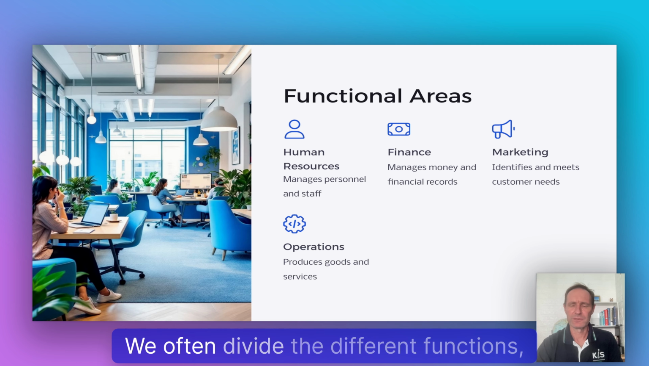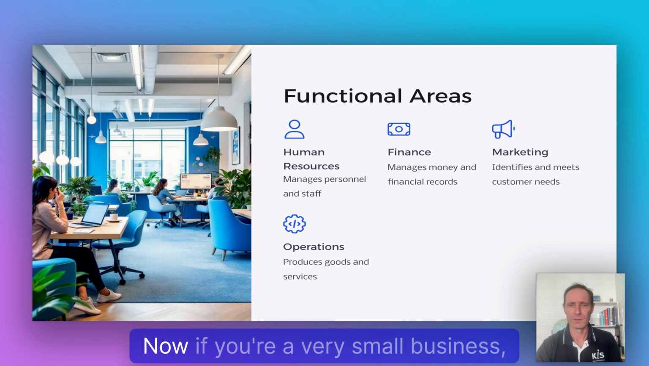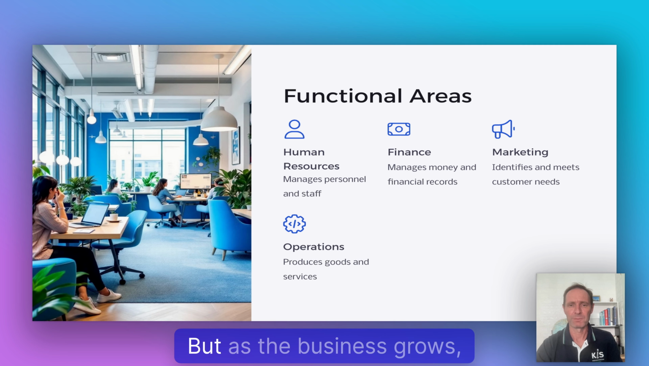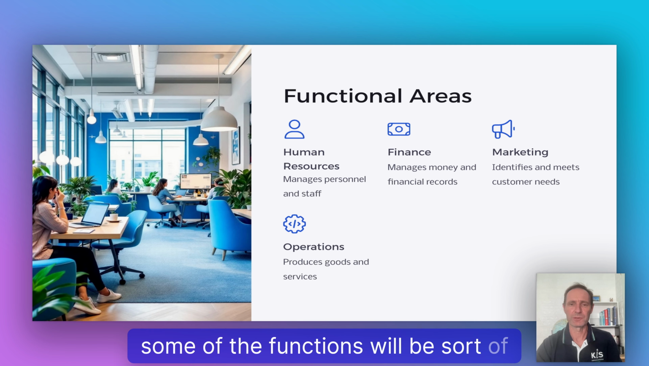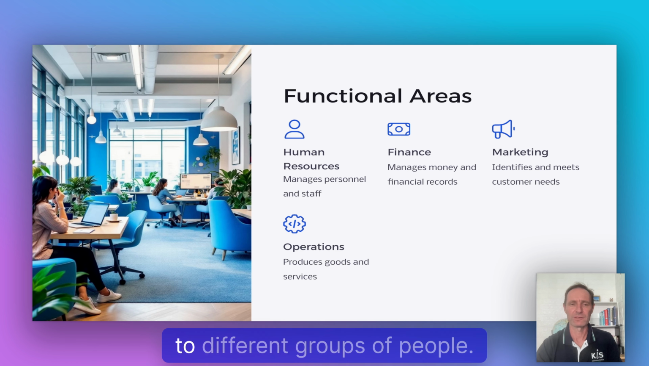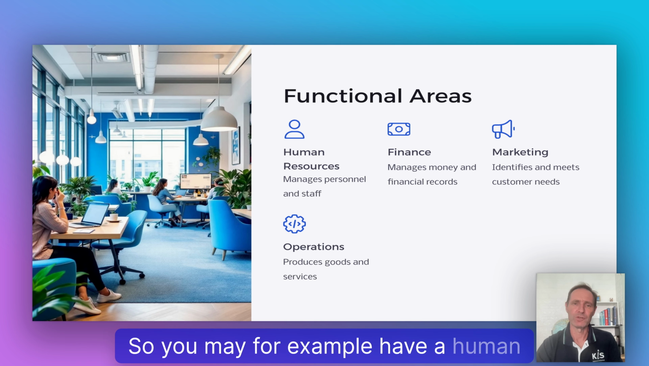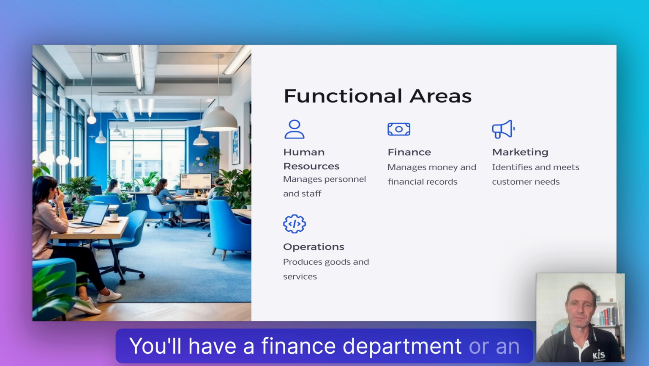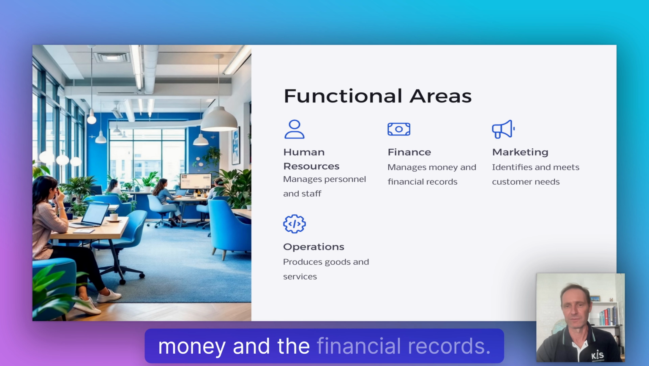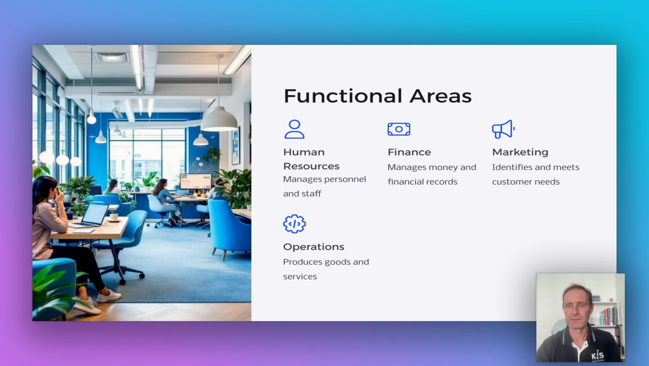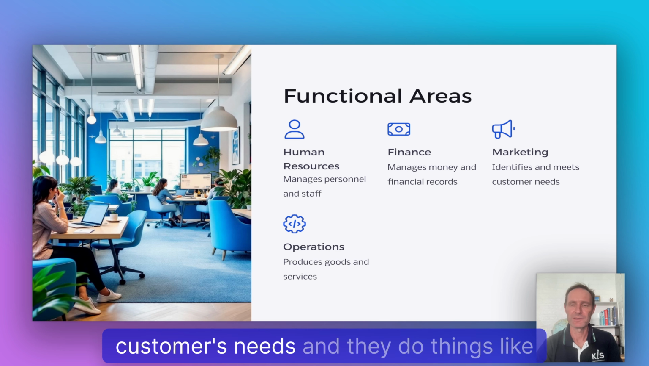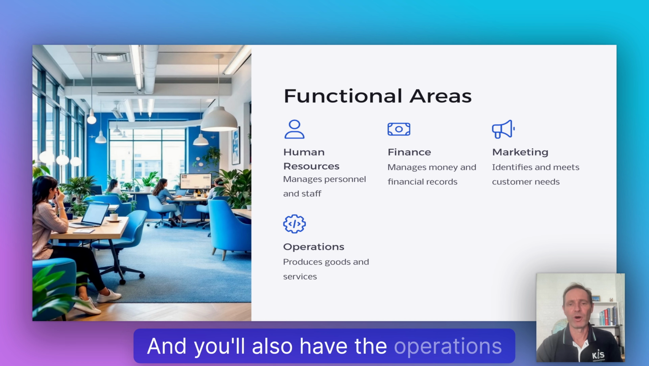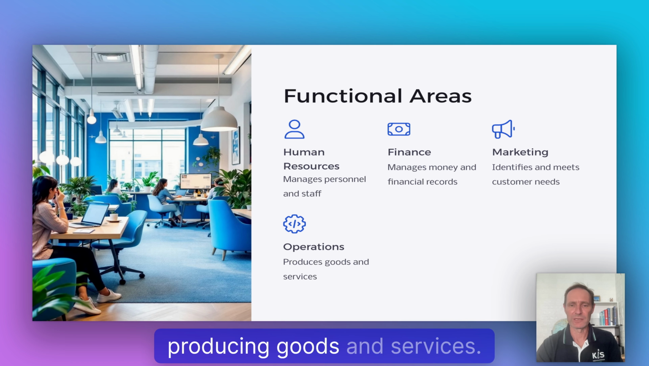Within a business, we often divide the different functions of a business. Now, if you're a very small business, for example, a sole trader, a one-person business, then you'll be doing everything. But as the business grows, some of the functions will be separated and spread out and allocated to different groups of people. So you may, for example, have a human resources department. This department manages the personnel and the staff. You'll have a finance department or an accounting department that manages the money and the financial records. You'll have a marketing department. These people identify and meet the customer's needs, and they do things like create promotions, campaigns. And you'll also have the operations department, which is responsible for producing goods and services.